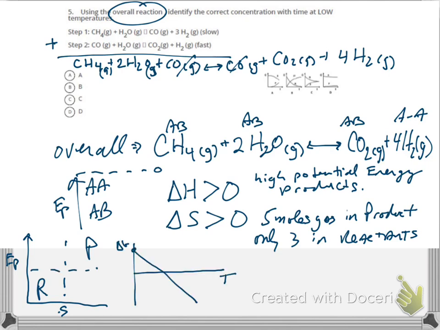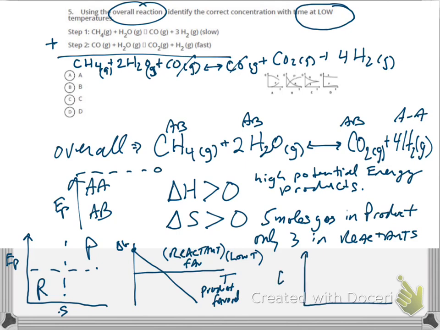We can draw the delta G versus T. That's going to say the same thing, very consistent with it. Reactant favored at low temperatures, product favored at high temperatures. And we're asking about low temperatures, so we need a curve that represents reactant favored, meaning that there's more reactants than product at equilibrium, which is shown with the flat lines at the end.